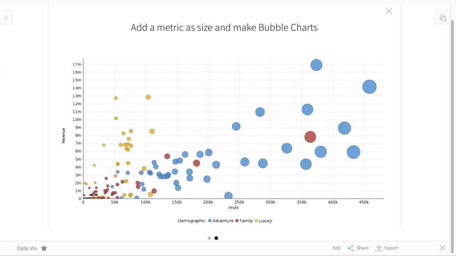In addition, you can add a metric to the size of your scatter plot. And when you do, you get a bubble chart. So now with a bubble chart, you can actually look at the relationship of three metrics. And if you did want to take this a step further, you could add an additional metric here to color as well, or do what I've done in this particular example, which is add a dimension to color, which now breaks up the different dots by our categories.